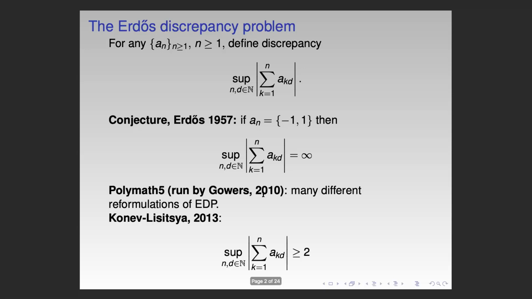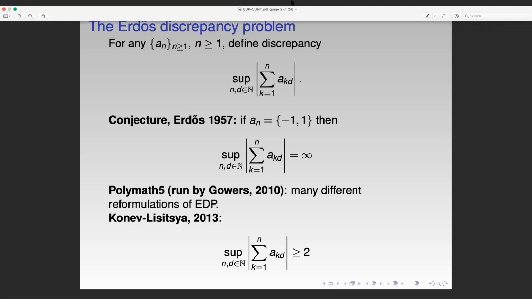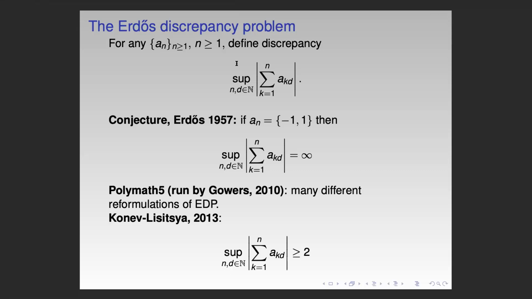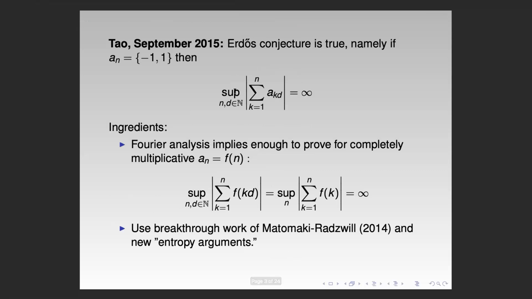And so that's been a subject of the Polymath project in 2010, and before 5 years ago, the state of the art was that instead of infinity, we had a bound 2, which has been done by a massive computation, really. Okay, so the situation changed in 2015, and in 2015, Terry Tao actually proved the Erdős discrepancy problem, proving that the discrepancy is actually unbounded.